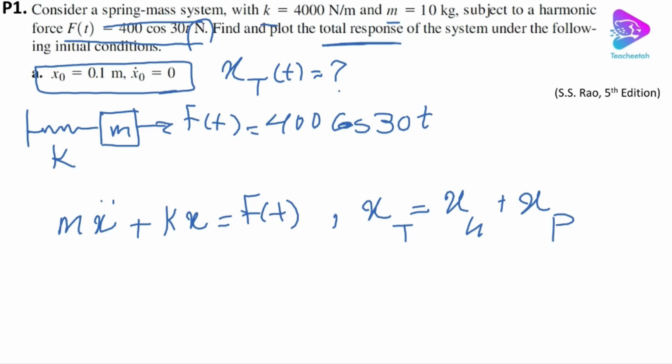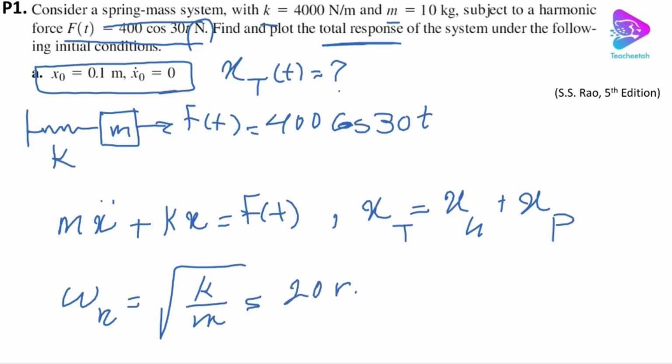So first of all, we need to find the natural frequency of the system. For this simple case, we know omega n is equal to the square root of k over m, and we have both the values for k and m. It gives us 20 radian per second. So this is our natural frequency of the system.